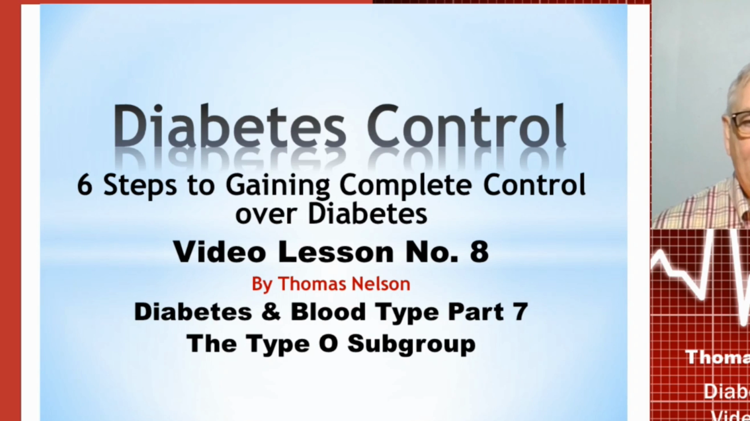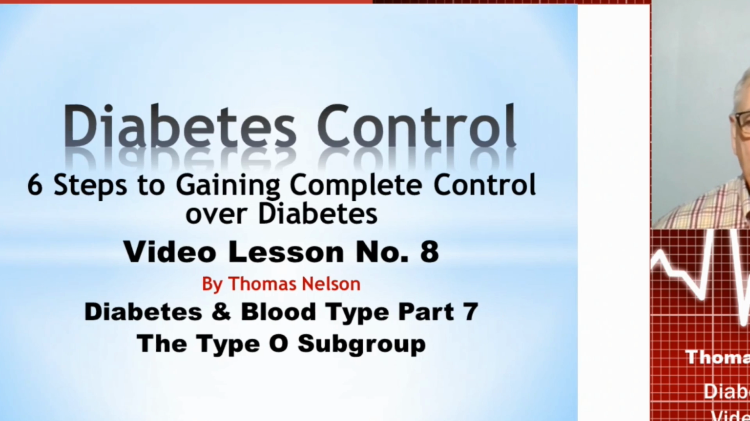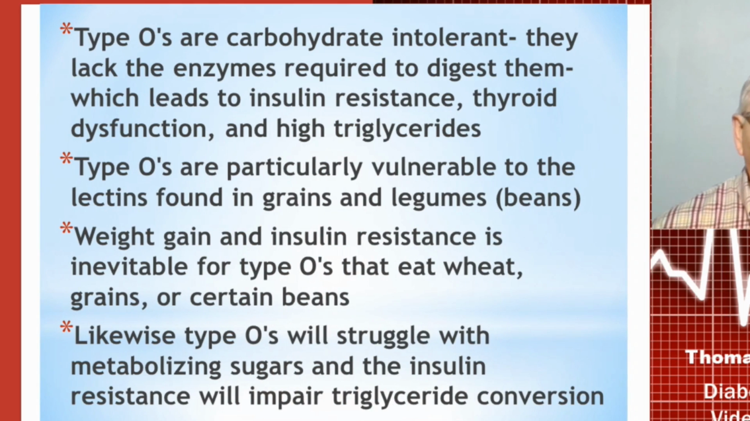Hello again. This is video lesson number 8, a continuation of the diabetes blood type series, and this is part 7. This video lesson is specifically for those that are of the blood type O subgroup. So, type O's are carbohydrate intolerant.